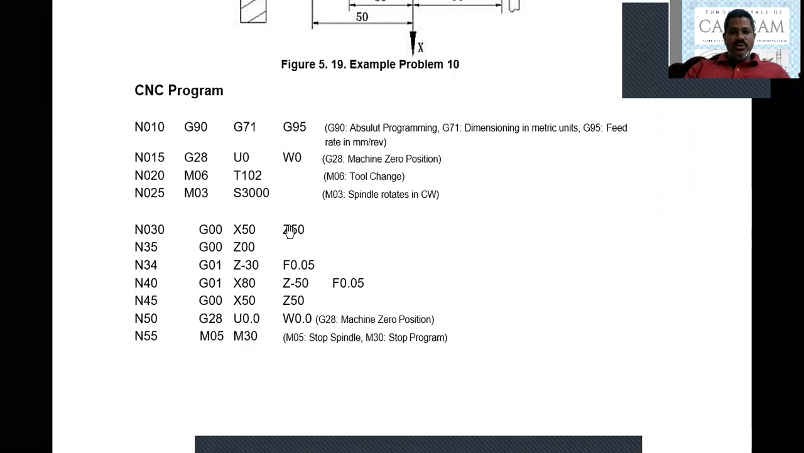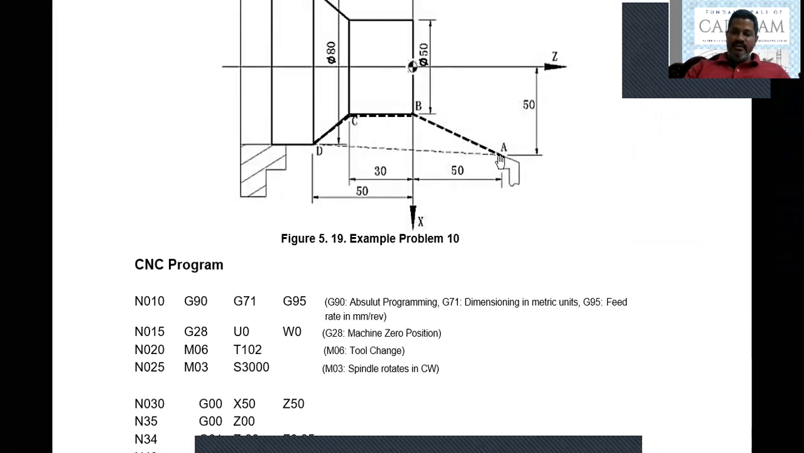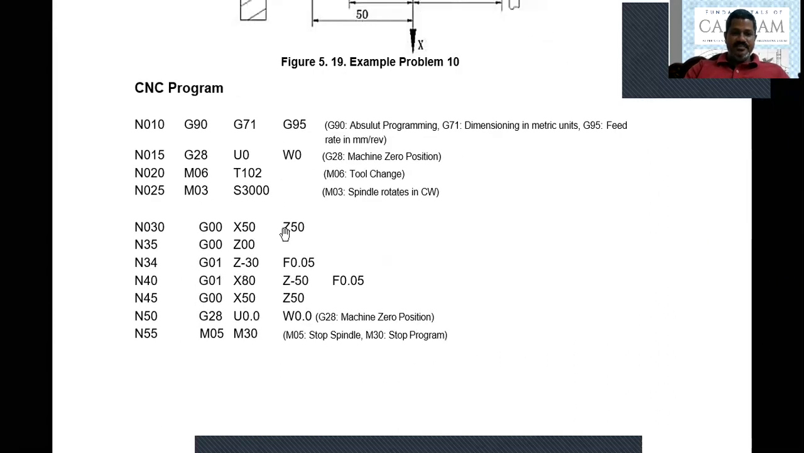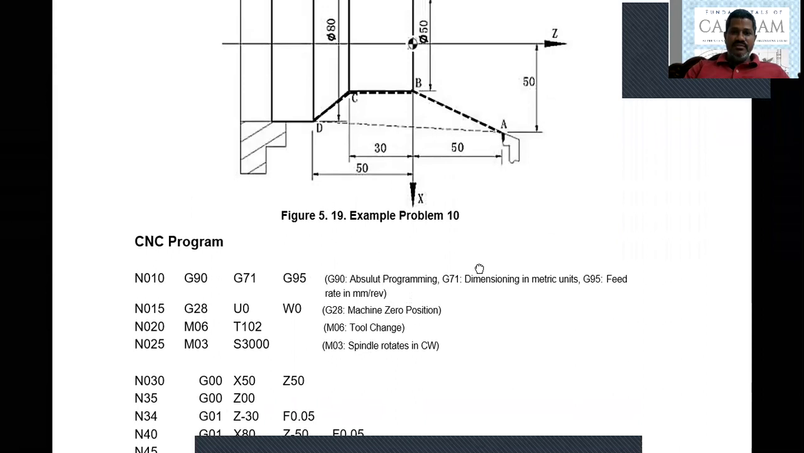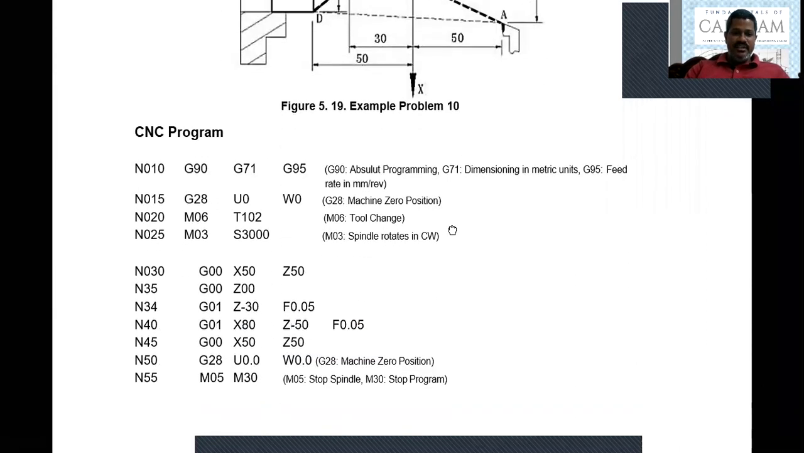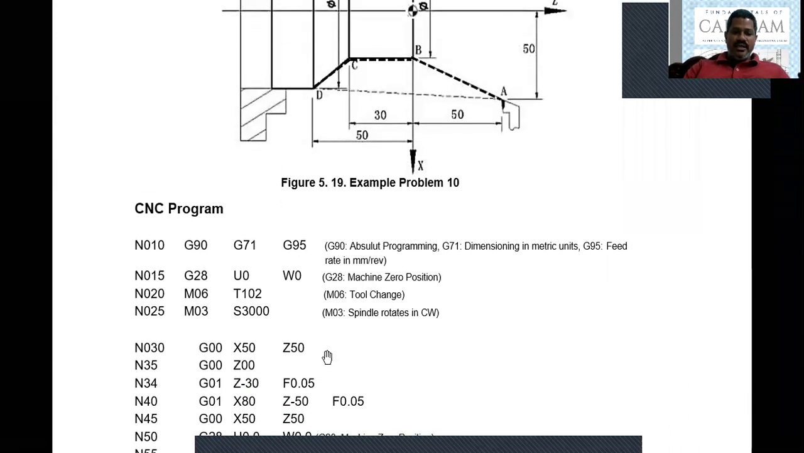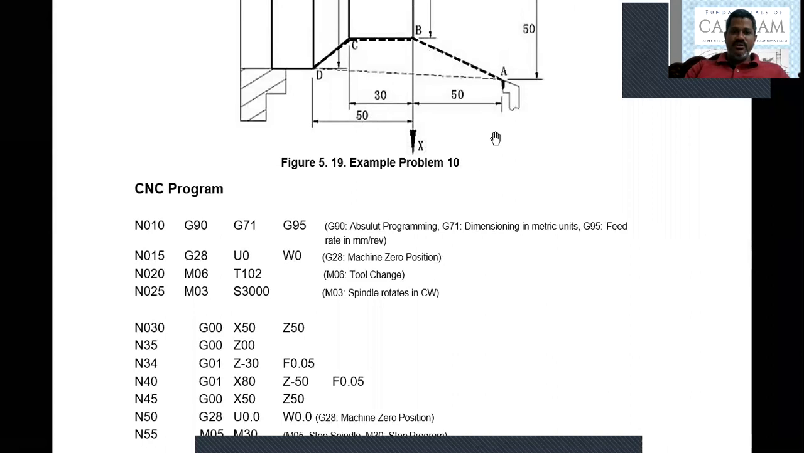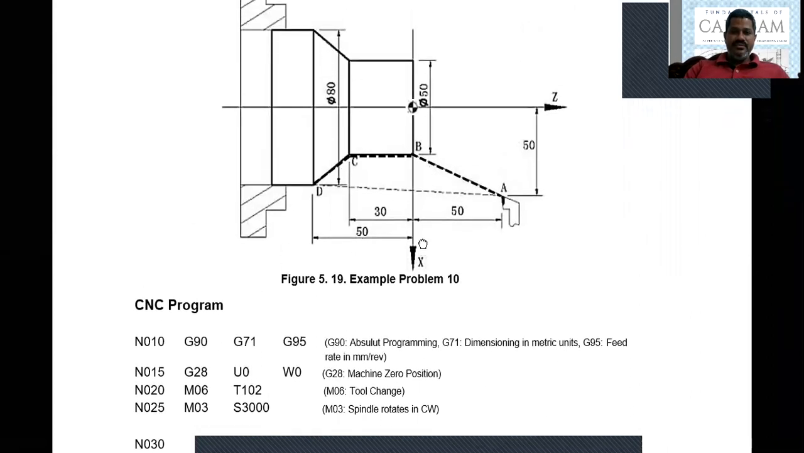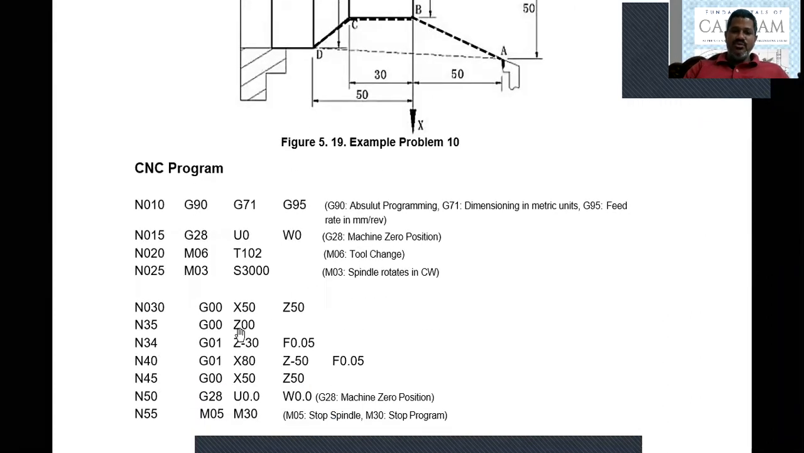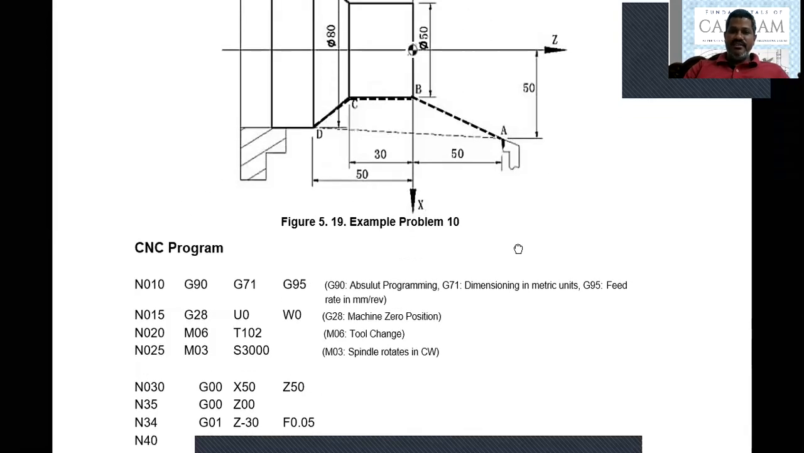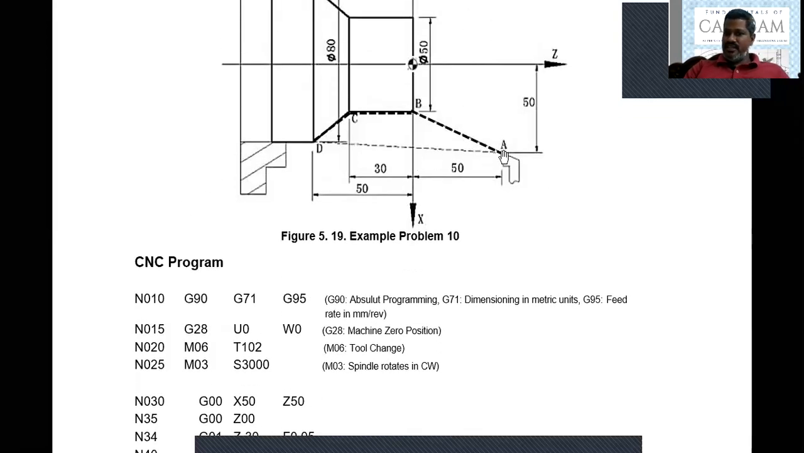Then move the tool in rapid mode to point A, from 0 0 to point A. That is 50-50, X is equal to 50 and Z is equal to 50. Then we move the tool to here. Already we have X is equal to 50, and Z must be moved to 0 from Z 50. Here the Z value is 50 now.